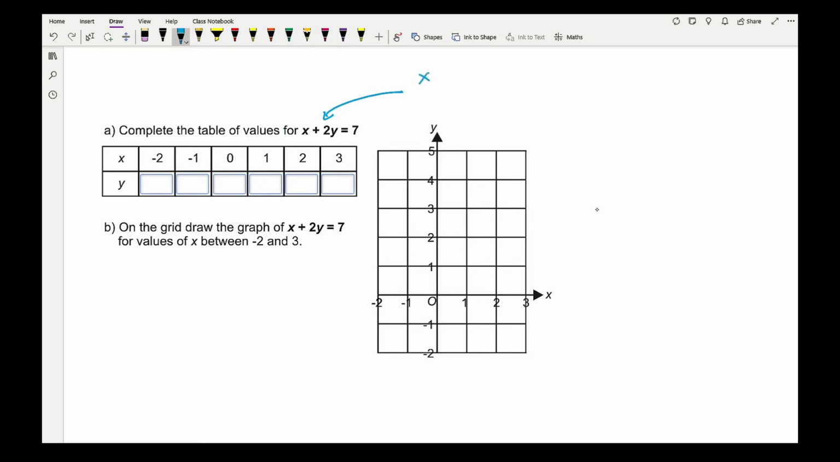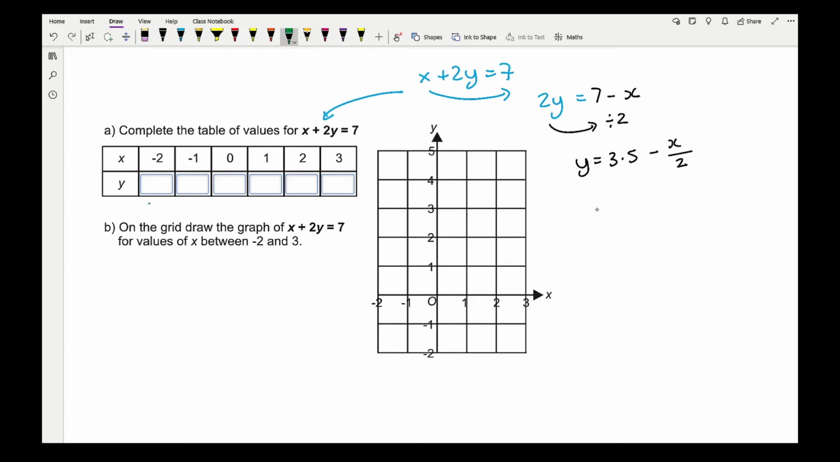So here we've got x plus 2y equals 7. If I take the x over to the other side, I'm going to end up with 2y equals 7 minus x. And then if I take the 2 over to the other side by dividing by 2, then I've got y equals, and then 7 divided by 2 is 3.5, minus x over 2. Now for this, it's going to be a little bit more complicated. So all I now need to do is work out these values and substitute them into this formula.